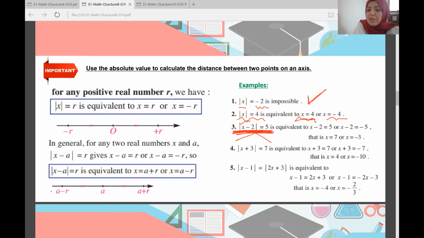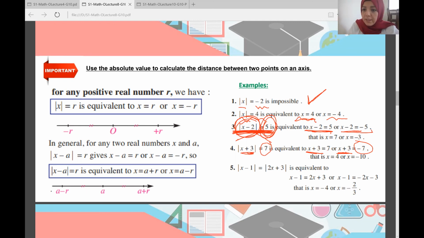The first condition is x minus 2 equals 5, as it is, or x minus 2 equals minus 5. So keep in mind that you keep everything inside the absolute as it is. You just take what's after the equal. So the first time you take it as it is, the second time you take it the opposite. Look at the second one, x plus 3, it remains x plus 3 in both cases. But the first time you take it 7, the second time you take it minus 7, and then you continue solving normally.